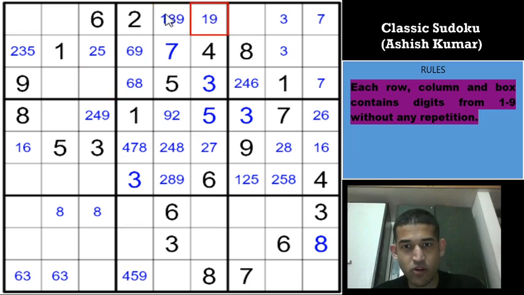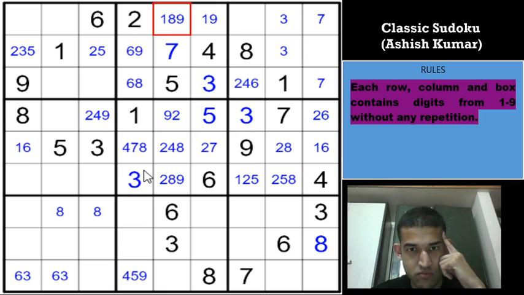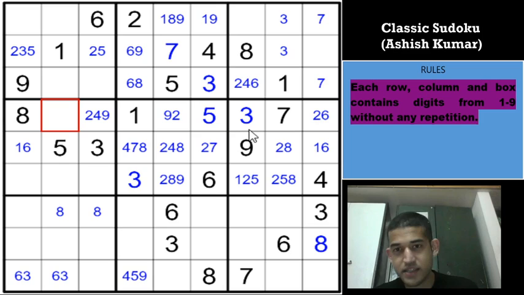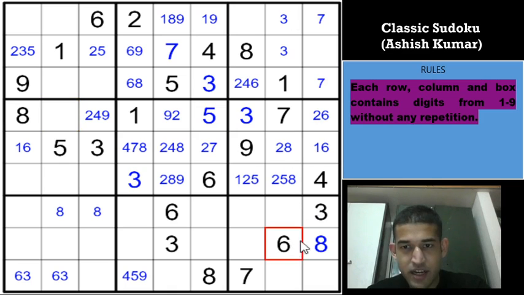Okay, 1 must be in one of these 2 cells. And 6 must be in one of these 2 cells in box 4. Okay. Is there any hidden single that we are yet to find? Okay. Yes, guys. So there is 6 in column 8 and 6 in row 6, which means that 6 must be in one of these 2 cells.